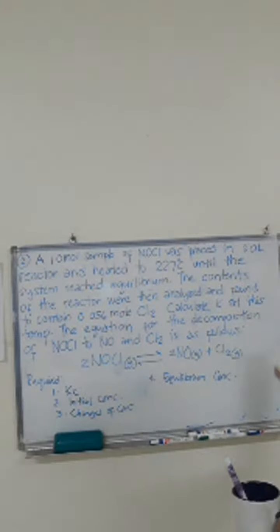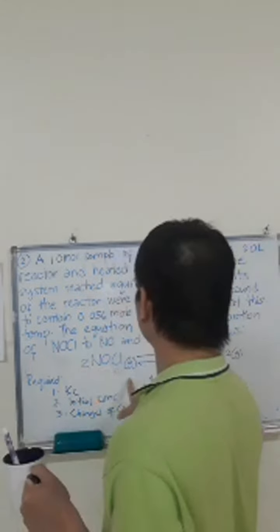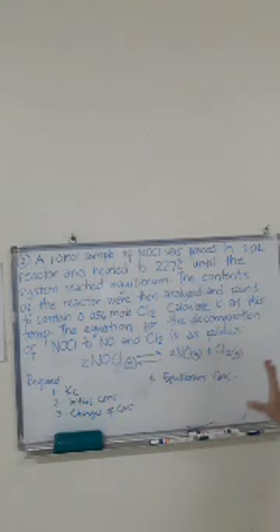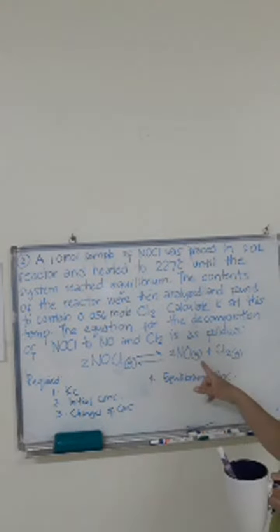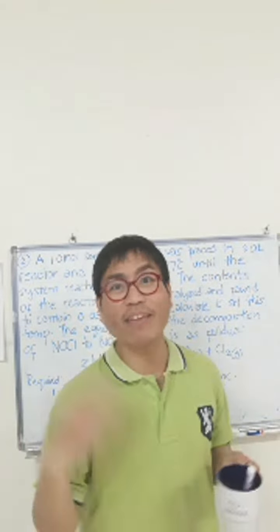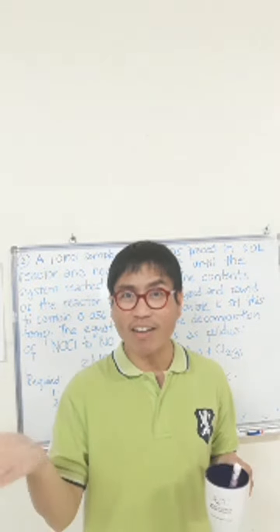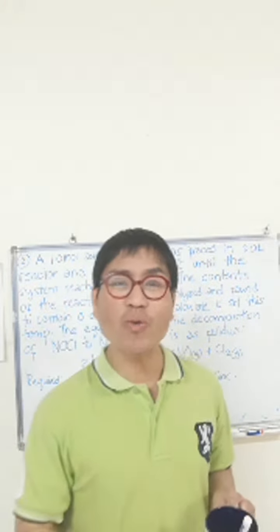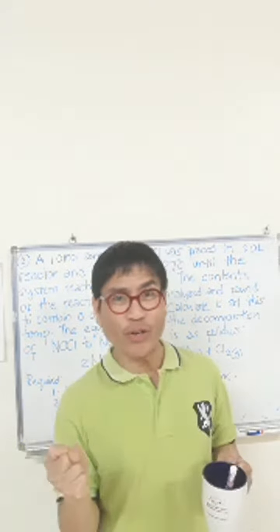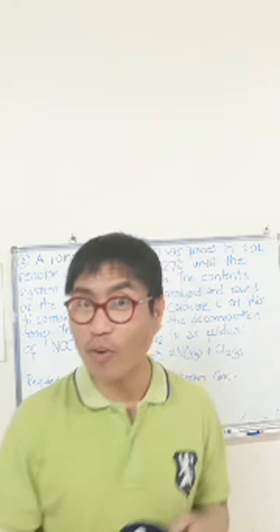Now, calculate Kc at the temperature. The equation for the decomposition of NOCl to NO and chlorine gas is as follows: 2 moles of NOCl gas, reversible reaction, produces 2 moles of nitric oxide gas plus chlorine gas. We are very blessed, because the chemical reaction is already given in the problem and perfectly balanced, and it shows 2 arrows, the reverse and the forward reaction, so it's very easy to formulate the expression out of this.